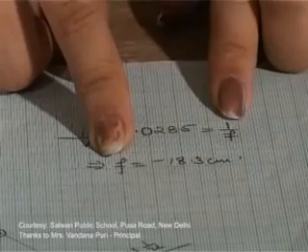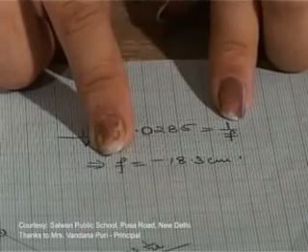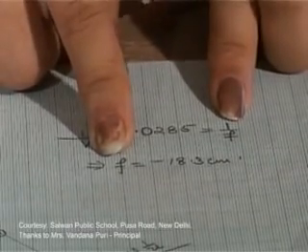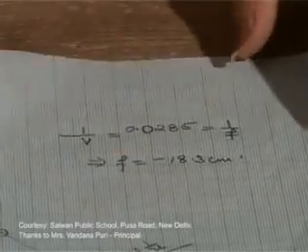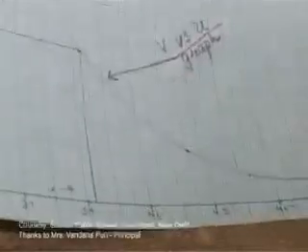Like this, we can find out the value of focal length by three different methods, one by averages and two with the help of graphs. So we are through with the experiment of finding the focal length of the concave mirror.